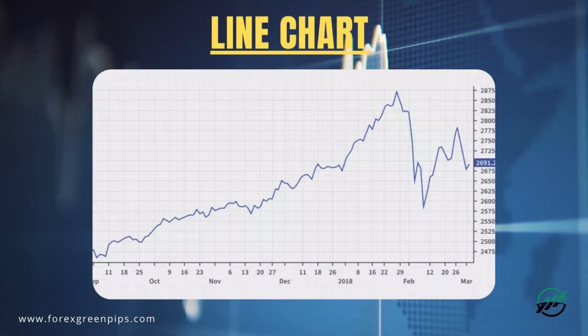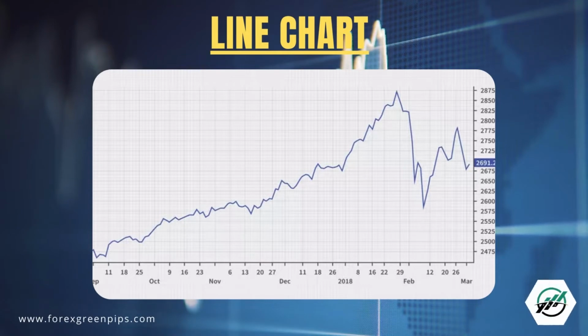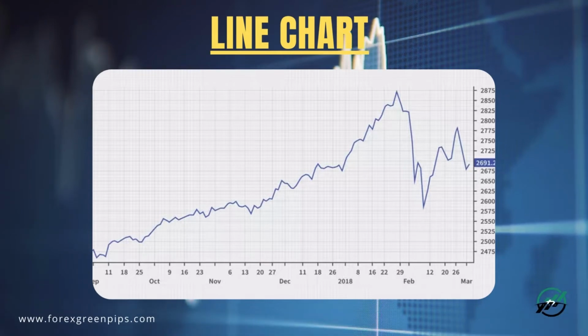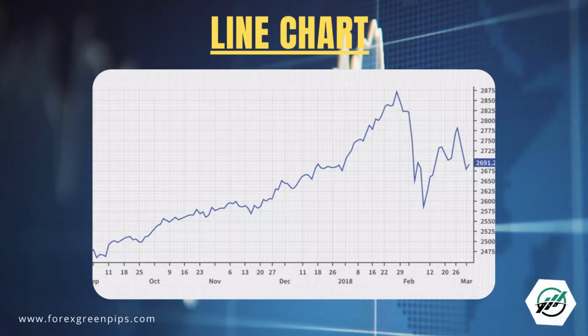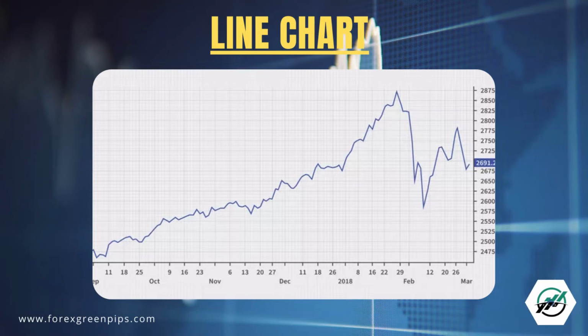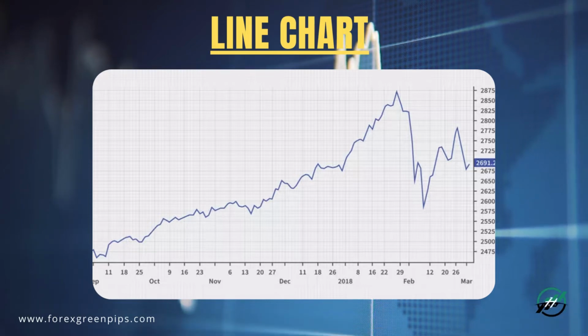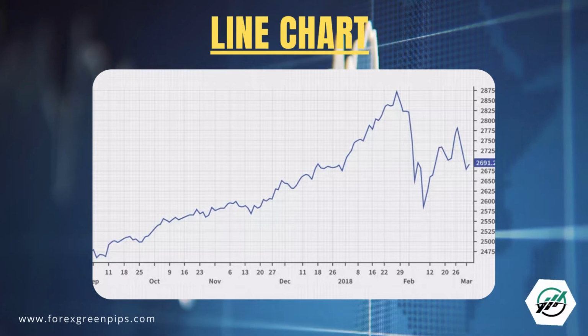Line chart. The line chart is the easiest to read. This is mainly because line charts only show closing prices. In this way, they reduce the noise of the critical moments of the trading day, such as gaps, highs and lows. A line chart usually shows a single line connecting all the closing prices for that period. Below is an example of a line chart.